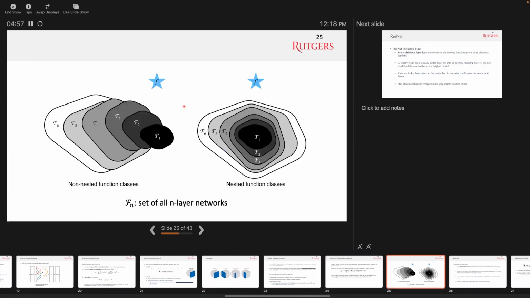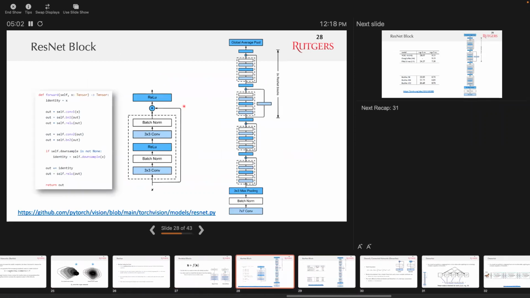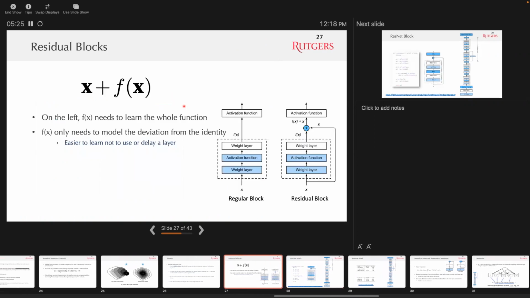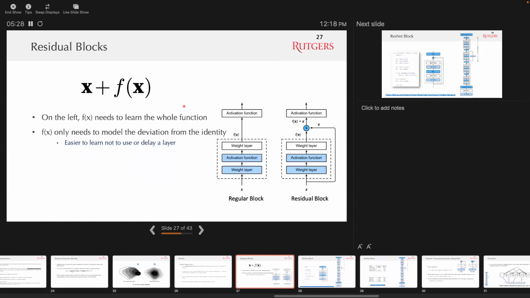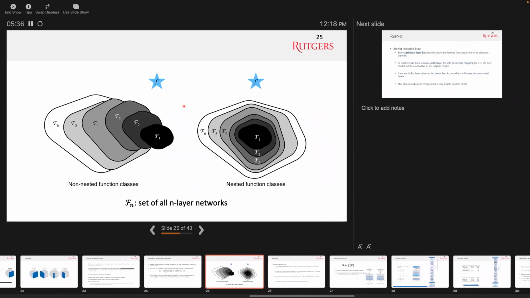Fast forwarding to another neural network, which is ResNet. The key idea of ResNet is to add a residual connection, also called a skip connection. Instead of going from the lower layer to the higher layer by stacking a lot of operations, we have a residual connection or skip connection between them. So in each layer, instead of f of x, you change it to x plus f of x. This is to make sure that your function class is actually nested.